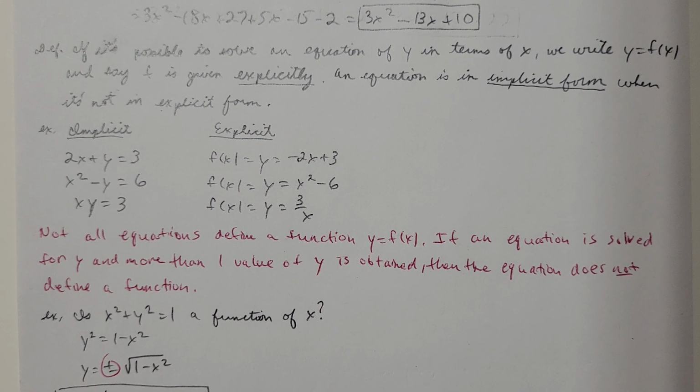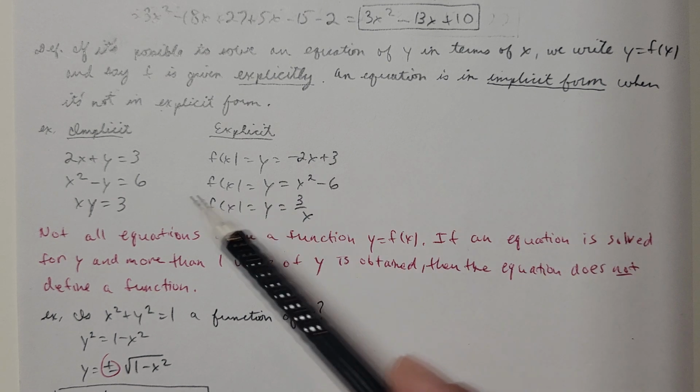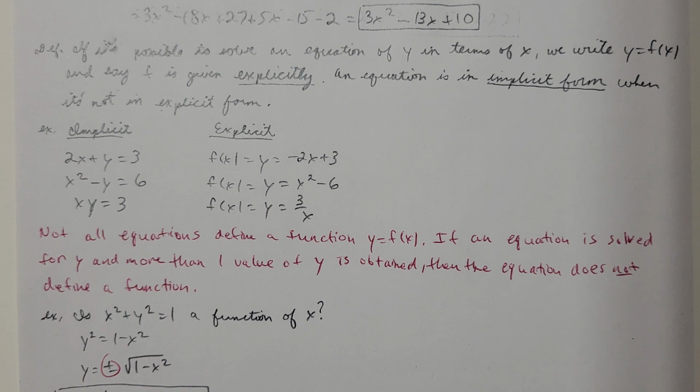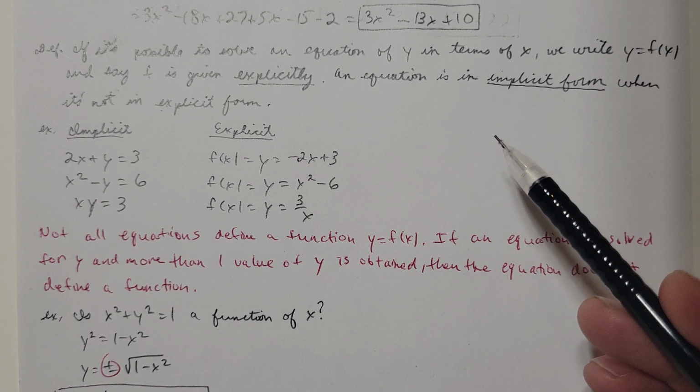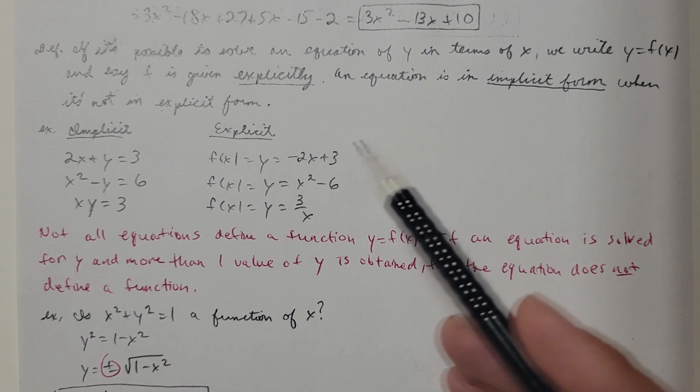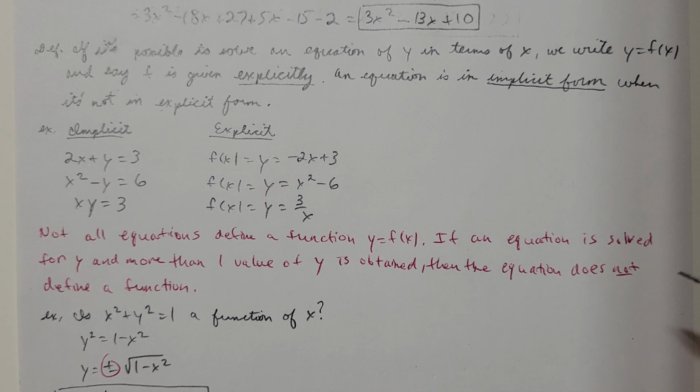Let's take a look at this next one. This next thing is a definition. It says, if it's possible to solve an equation for y in terms of x, then we write y equals f of x, and we say that f is given explicitly. In other words, y and f of x mean the same thing. An equation is in what's called implicit form when it's not in explicit form. So if it's not possible to solve an equation for y, or if you get multiple y values, we'll take a look at an example with that.